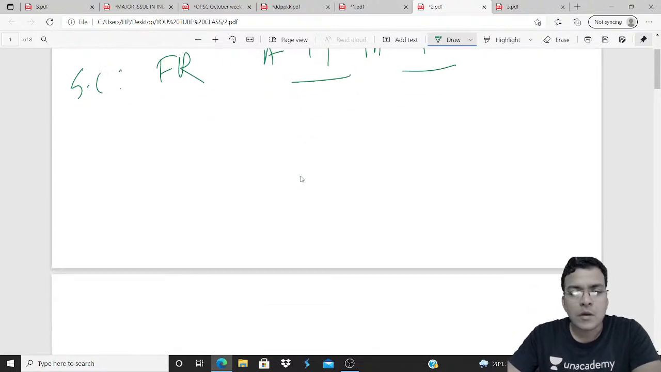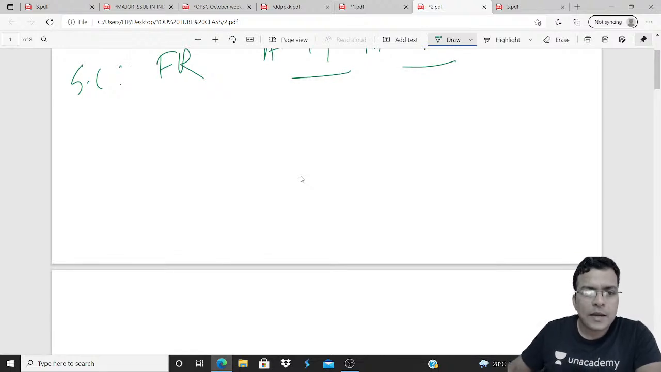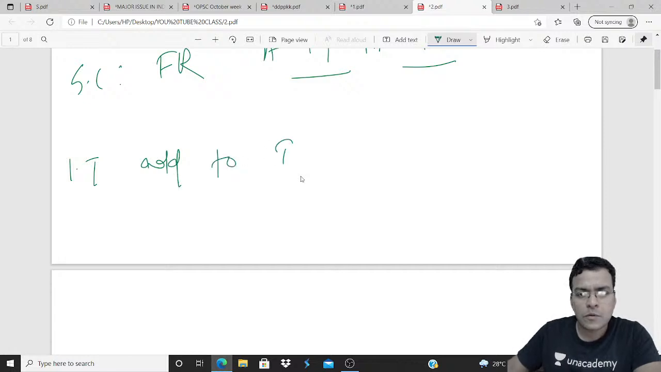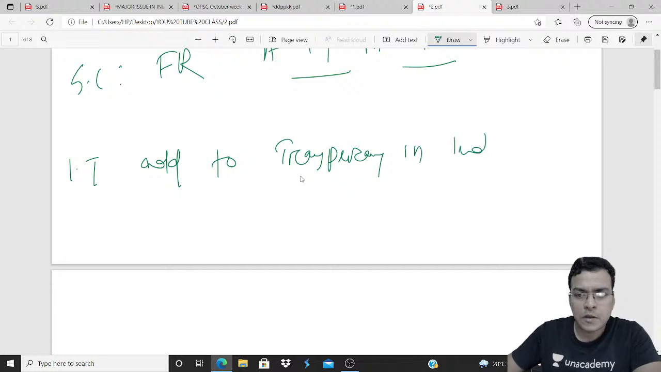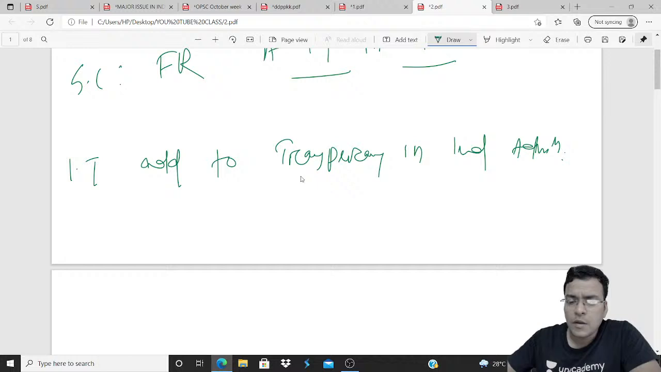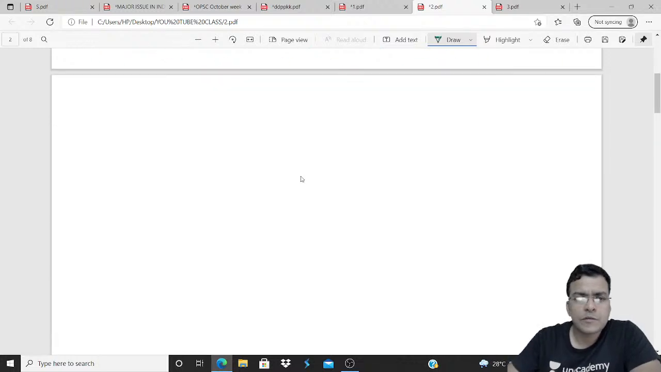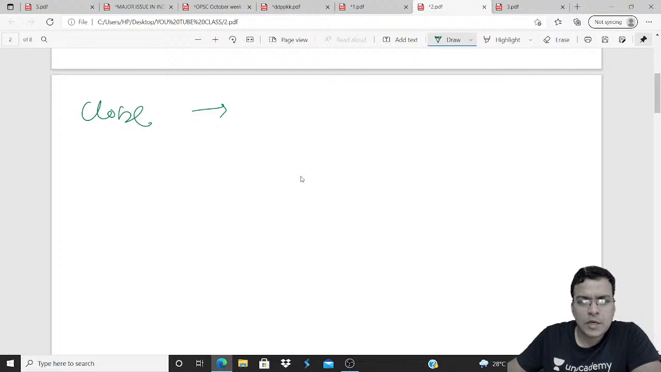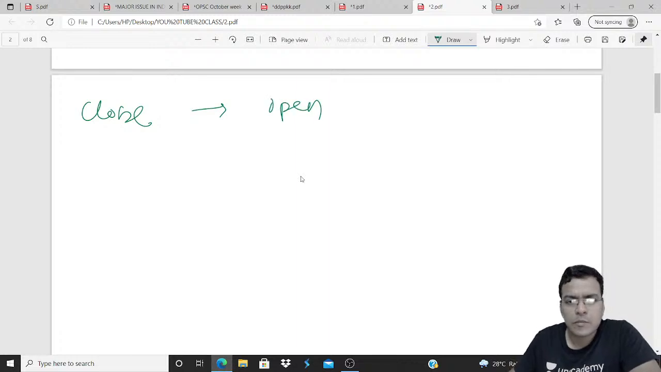Clear? So this RTI adds to transparency in Indian administration. Clear? The administration which was earlier closed, it became open.